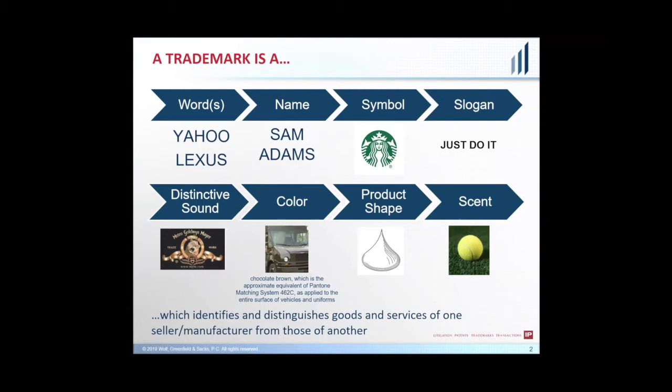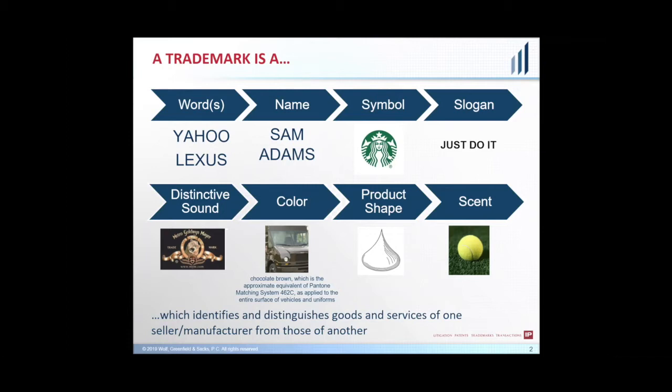So a trademark can be a number of things. It can be a word, either an existing word or something that you've invented like Yahoo or Lexis. It can also be a name. So you have Sam Adams, who was a person, but then also Sam Adams became the name of one of the most famous beer brands. You also have symbols like the Starbucks symbol or a slogan like Nike's Just Do It slogan.